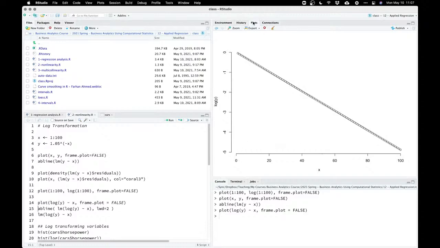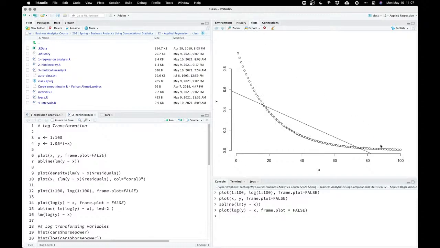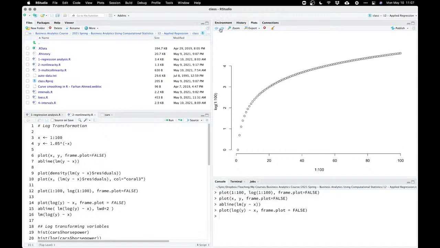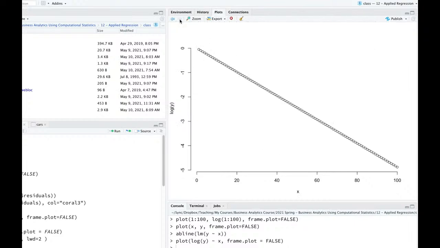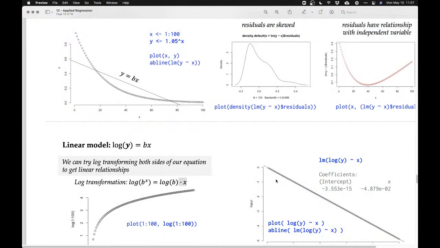Why does it work this way? Because if you took a linear variable and logged it, it makes it nonlinear. So if you take a nonlinear relationship and you do the log on it, it can bend it the other way into a linear relationship. All right.